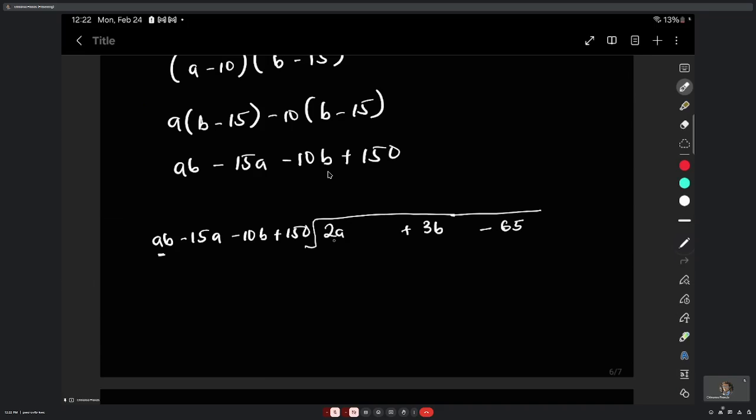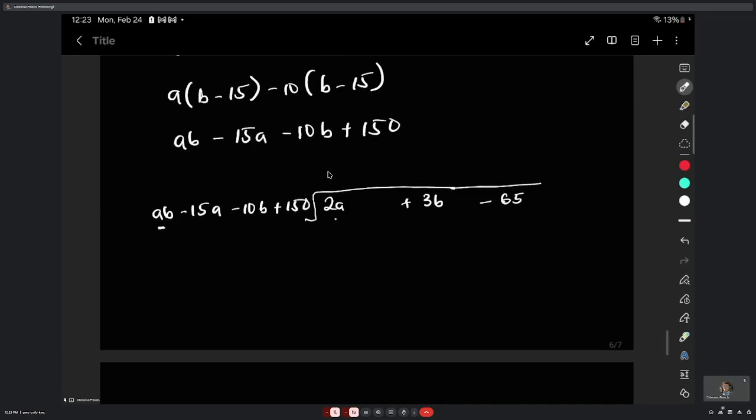This 2a, right? What can we multiply with minus 15a to get 2a? The idea is that we want this term to go to 0, so that we can get a quotient. In order for it to go to 0, what can we multiply with, say, minus 15a to get 2a? That's going to be a fraction. Yeah, it can be a fraction.